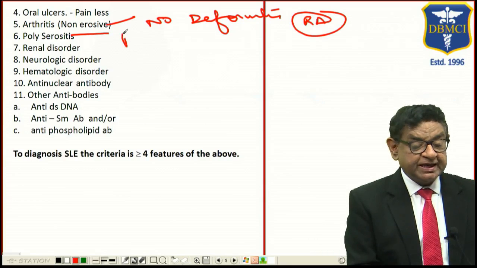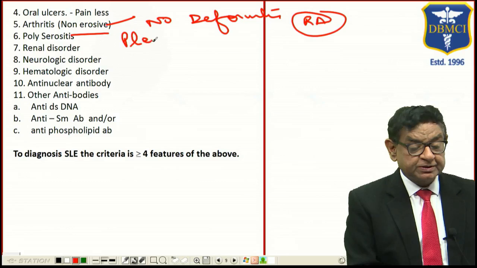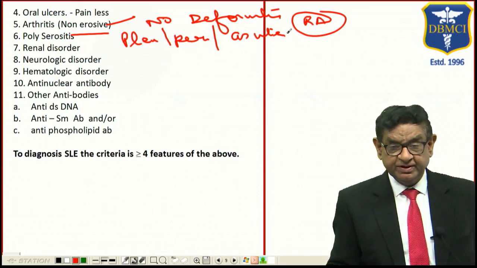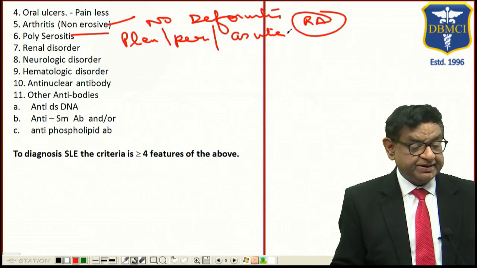Polyserositis: in this patient can have pleural effusion. Patient can have pericardial effusion. Patient can have ascites. The patient can have effusion in any of these cavities.